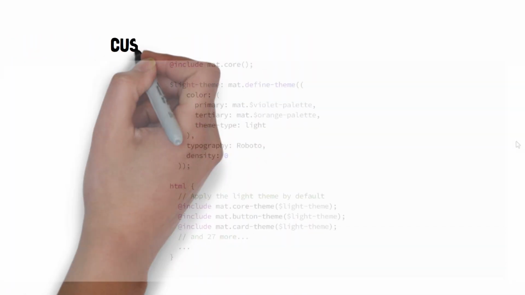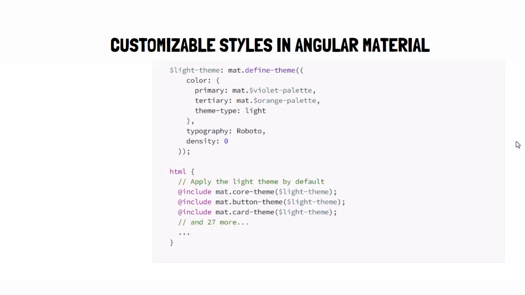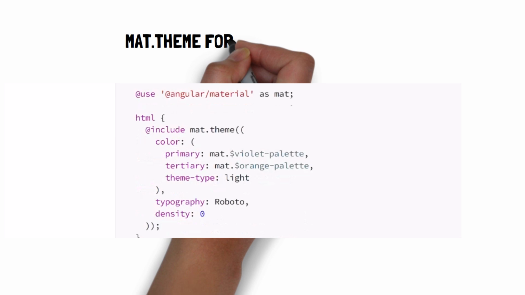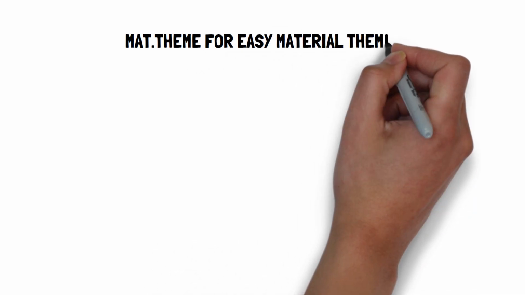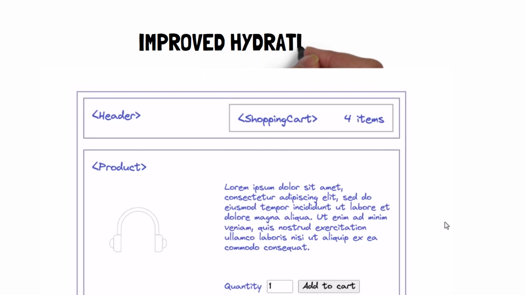Angular Material was updated and it's compatible with Material 3, as well as the customizable styles so that you can customize Angular Material components easily. Math.theme was introduced for easy theming in Angular Material. There were also improvements in hydration, such as incremental hydration and improved event replay in server-side rendered websites.